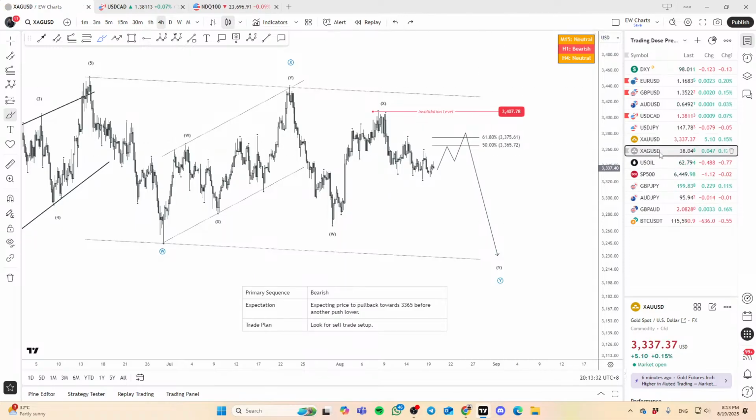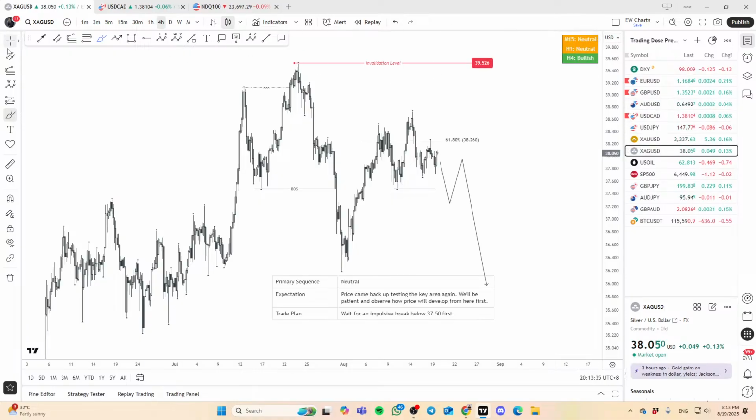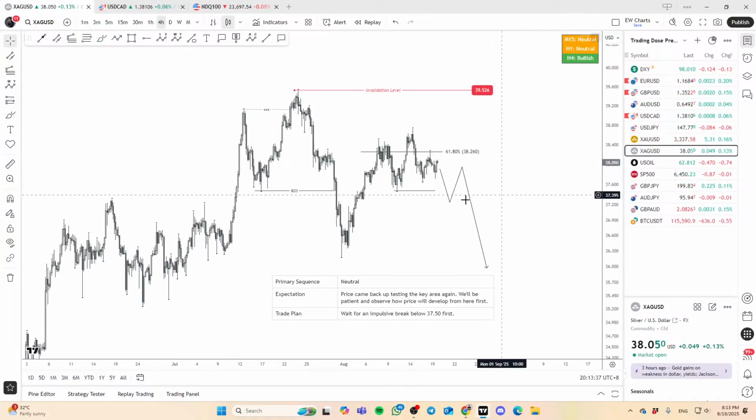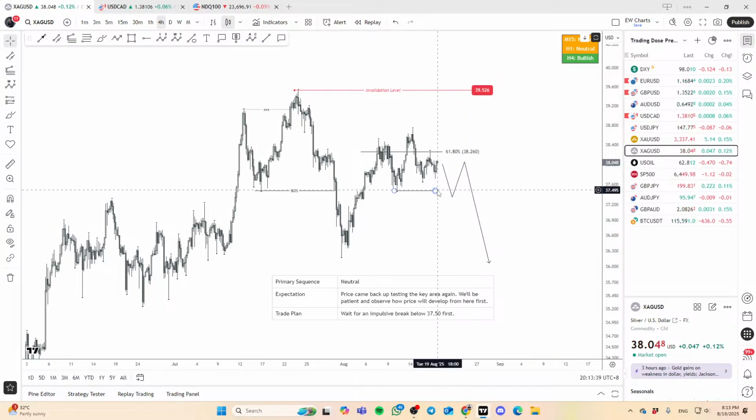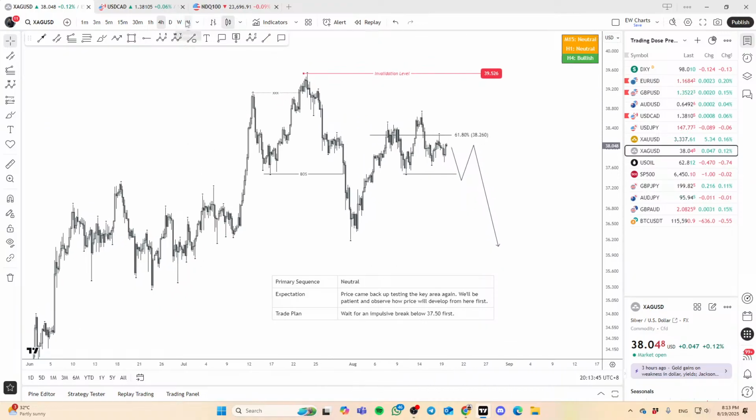Okay. So going into silver, more or less the same here as well. We'll probably want to be patient. Wait for some sort of an impulsive break to the downside before we really commit to any particular trade. Market seems to be right now just consolidating here. I don't want to be jumping into any conclusion with that right now. So silver, I'll just put it aside.